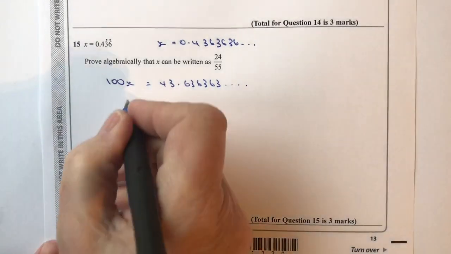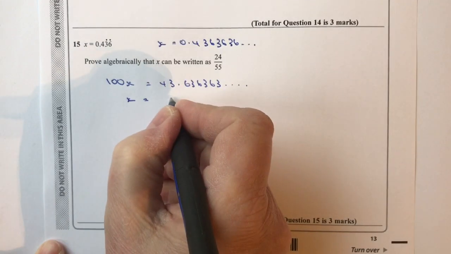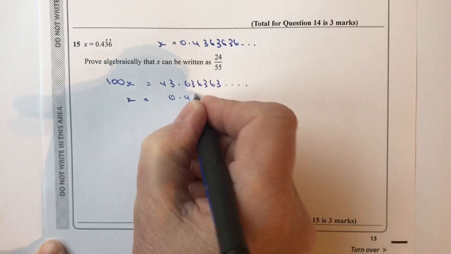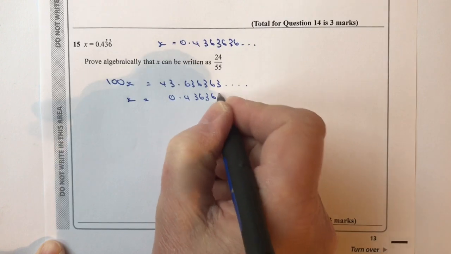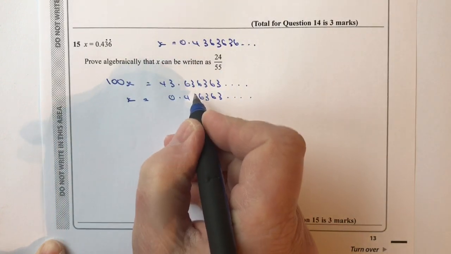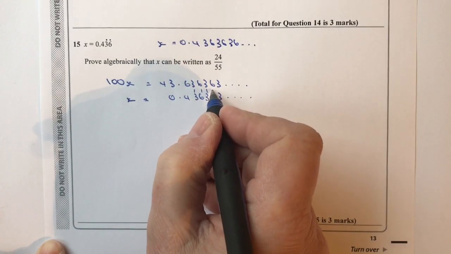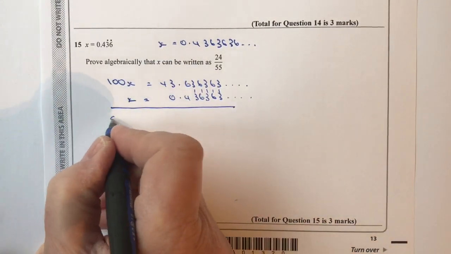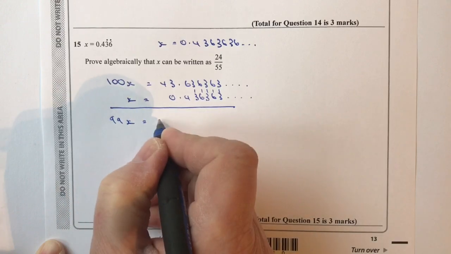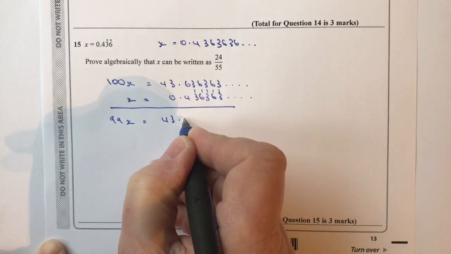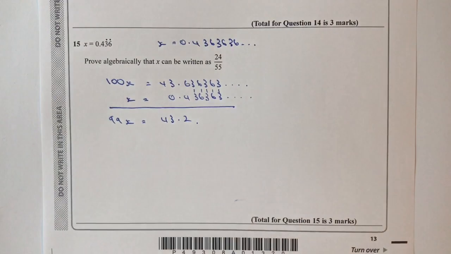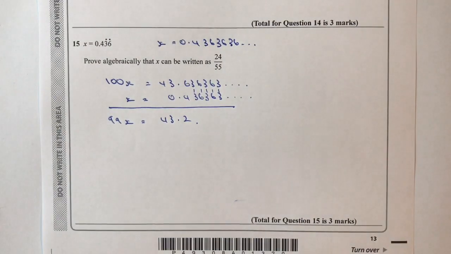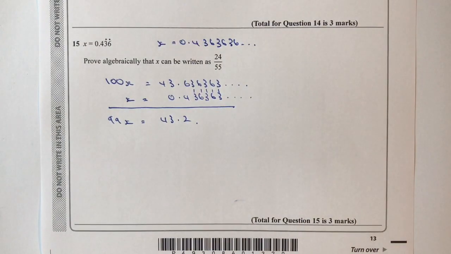So if I take one away from the other, I'm going to get the ability to get rid of all of these recurring numbers. And hopefully you can see those numbers are recurring. So when I take one away from the other, what I get is 99x equals 43.2. And then really it's just a case of manipulating this to get the single value of x as being 24 over 55.